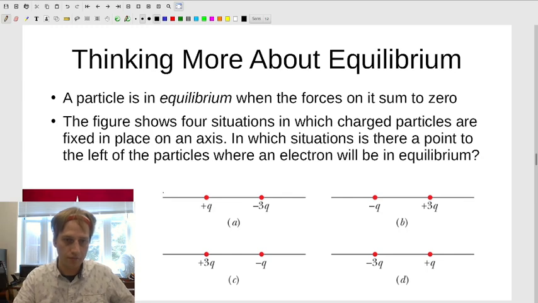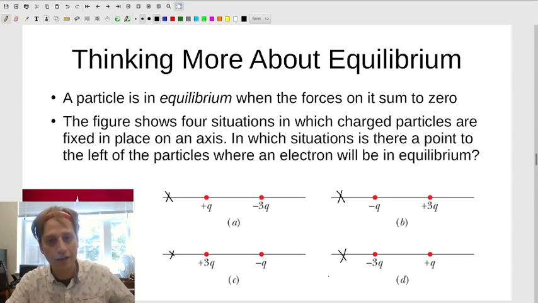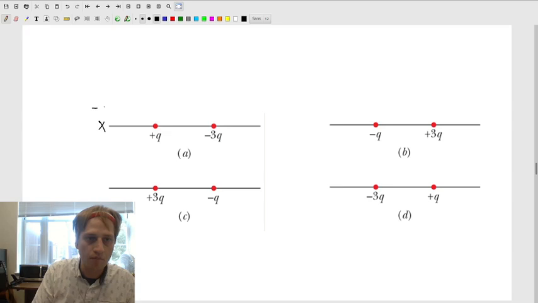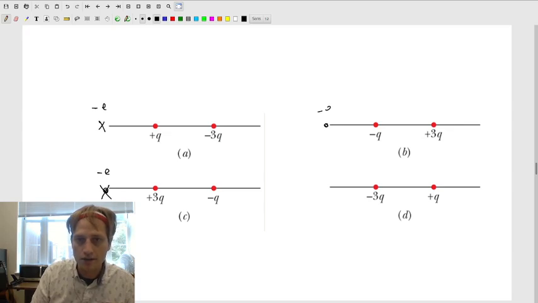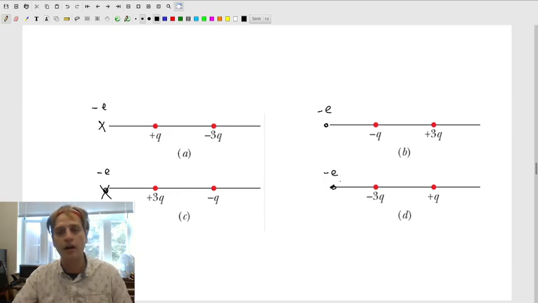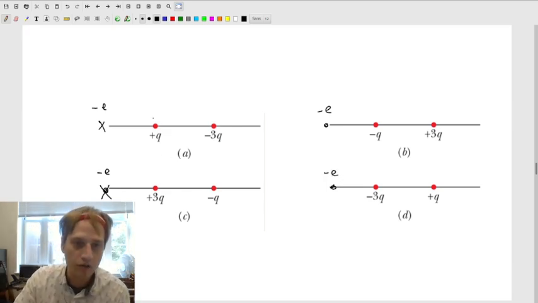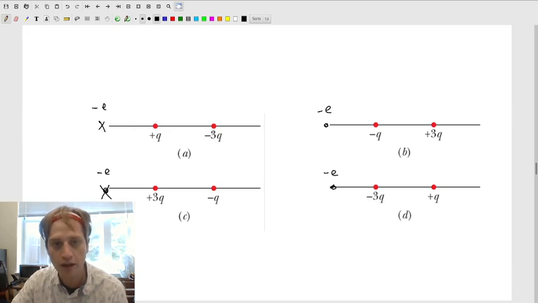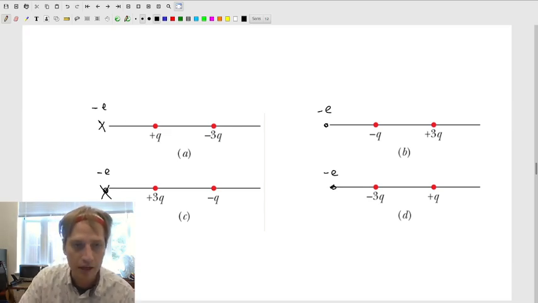Okay, so over here, where an electron will be in equilibrium. All right, so an electron is a minus charge. So we're thinking about over here, a minus E, minus E, minus E, and minus E. Now, to be in equilibrium, it would mean that one of these charges has to be pulling and the other one has to be pushing. But since one is closer than the other, the one that's closer has to have the same amount of force as the one that's farther away. Let's see. Is that possible?